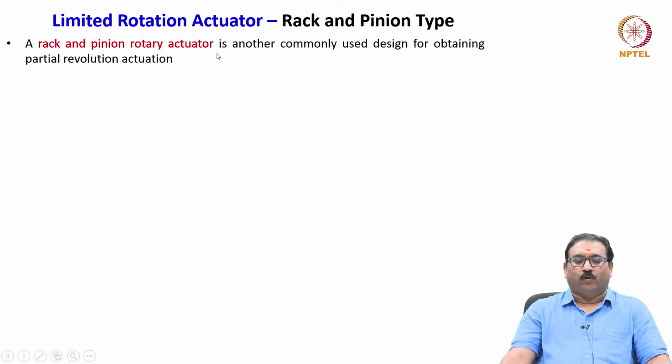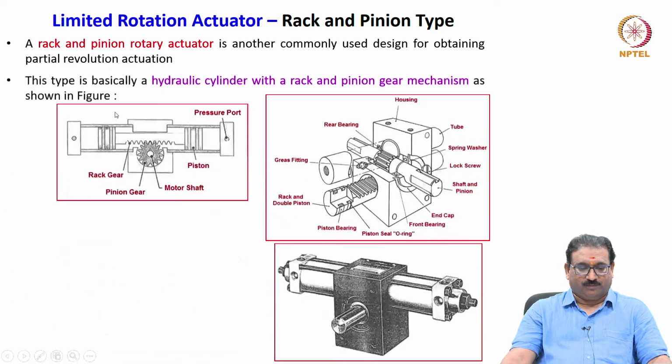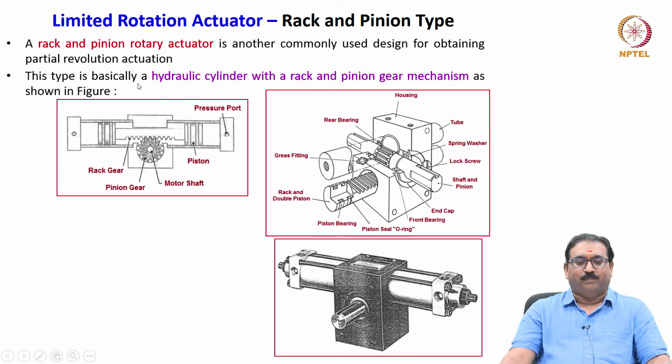A rack and pinion rotary actuator is another commonly used design for obtaining partial revolution actuation. This type is basically a hydraulic cylinder with a rack and pinion mechanism as shown in the figure. You will see here friends, this is a rack, this is a hydraulic cylinder. The middle one is a pinion which is connected to the motor shaft. This is the pressure port. You will see the cut section model and a 3D view.